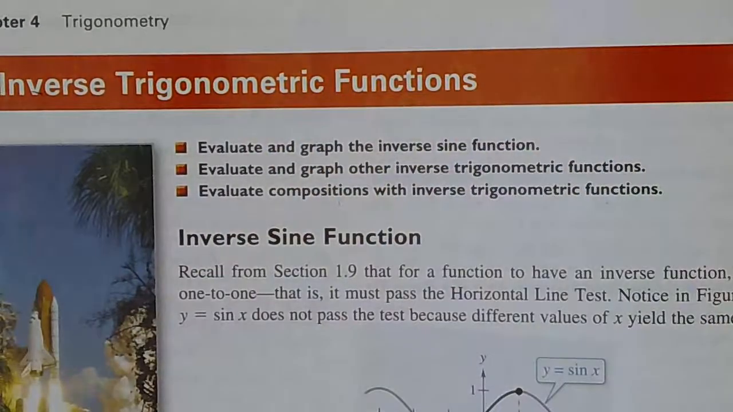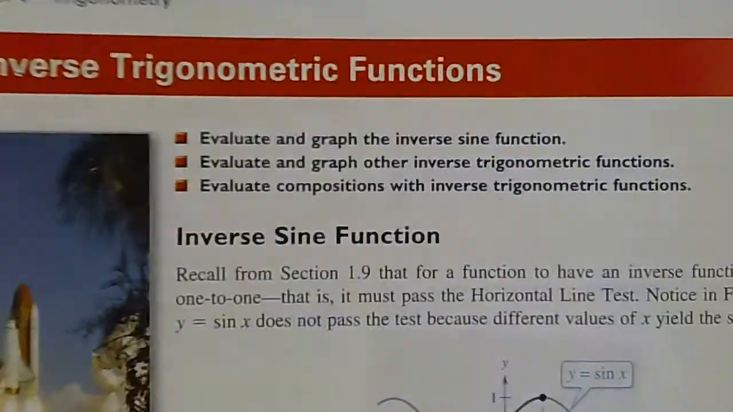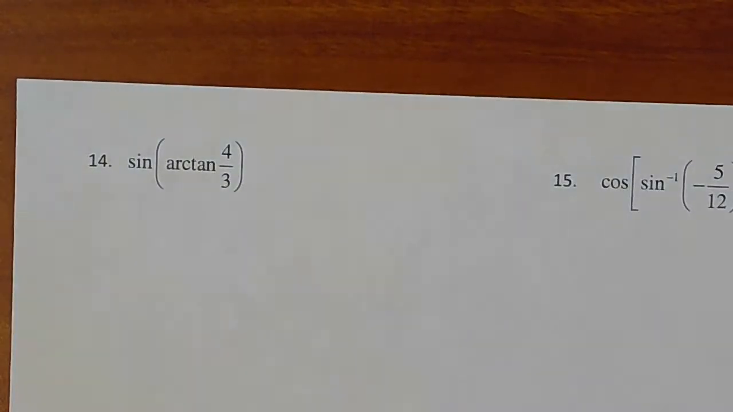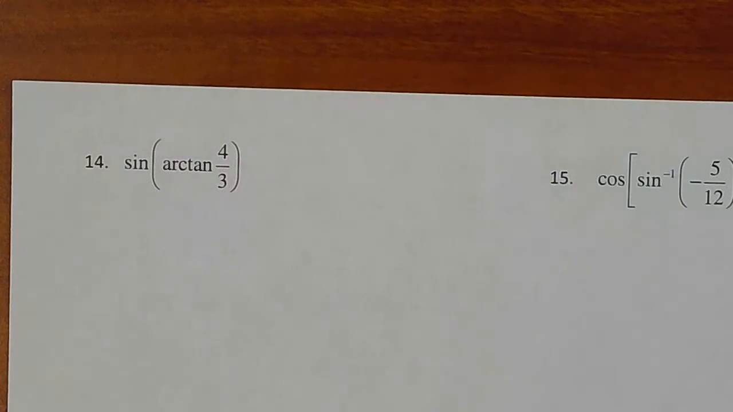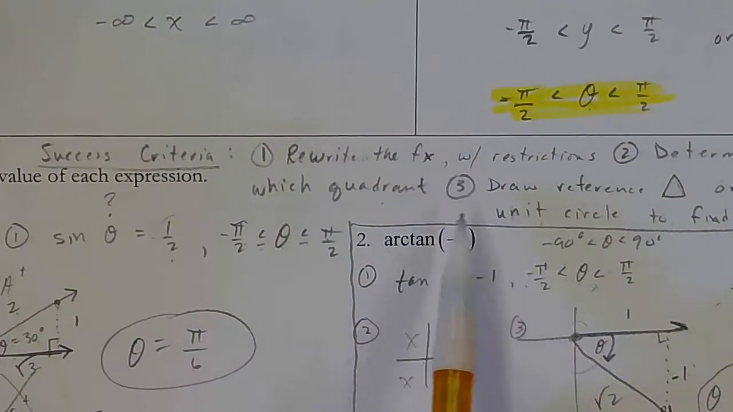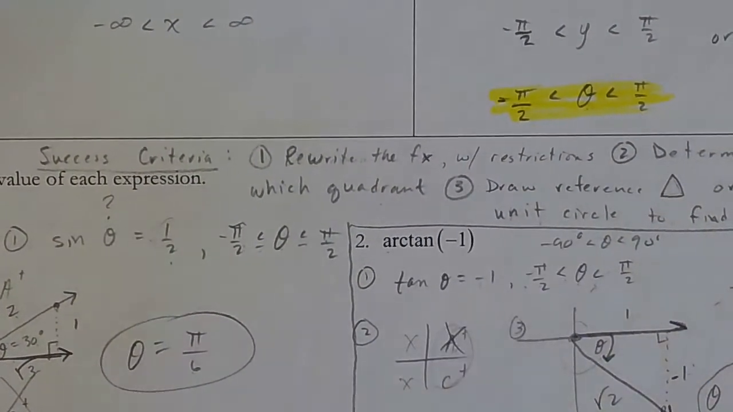Okay, we're going to start with example 14 in the notes. Find this: sine arctan of 4/3. Now the nice thing is I am going to stick with the same success criteria I gave you yesterday, and then it kind of leads you right to the answer.